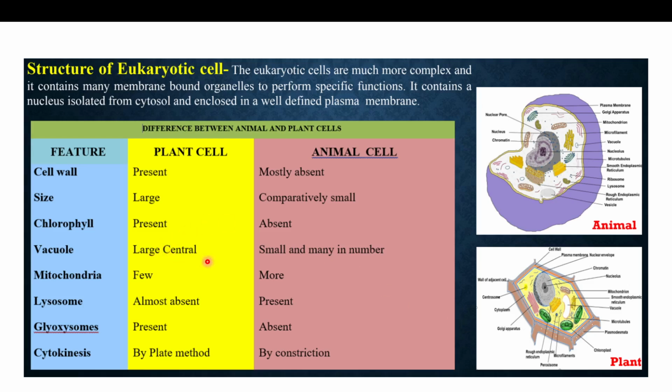Large central vacuole in the case of plants, whereas in animal cells the vacuoles are really small and many in number. Mitochondria are few in number in plant cells, whereas animal cells have a greater number of mitochondria. Lysosomes are present in plant cells, but comparatively much fewer than in animal cells. There are glyoxysomes which are present in plant cells, however, they're absent in animal cells.